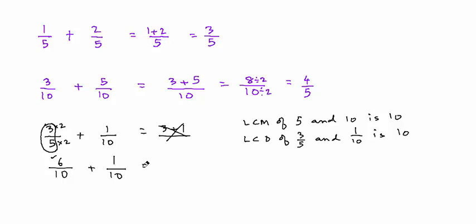6/10 plus 1/10 is equal to, now they're on the same denominator, so we could do 6 plus 1 on the top and keep the same denominator. Therefore, this is 7/10. 3/5 plus 1/10 is 7/10.